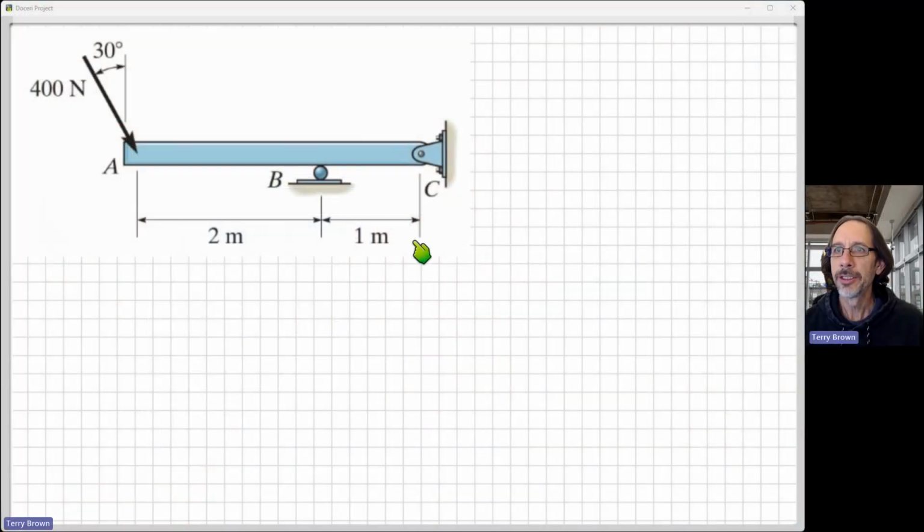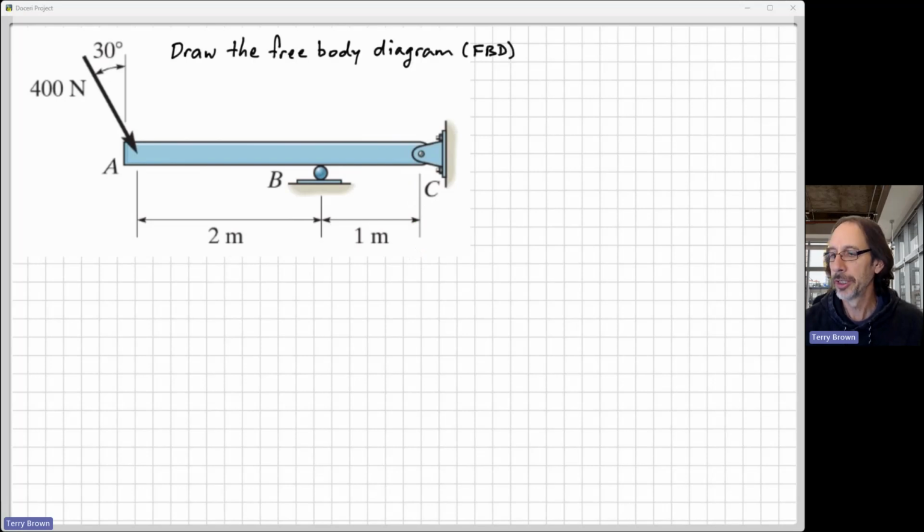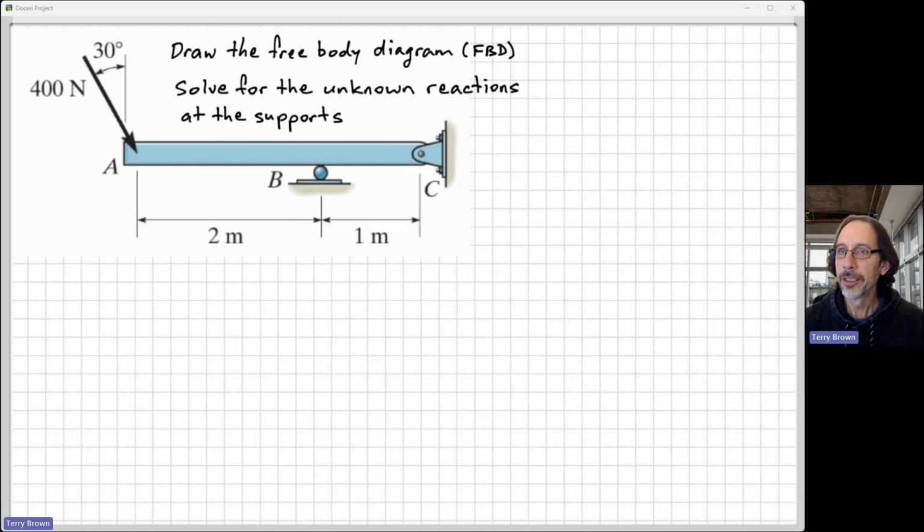This time we're going to look at a simple rigid body equilibrium problem. So let's have a look at the problem. Okay, so here's the problem and we're being asked to find the reactions at the supports after drawing the free body diagram. Hopefully you would have been told that drawing the free body diagram is the most essential first step in solving any equilibrium problem. So that's what we're going to do first in this problem.